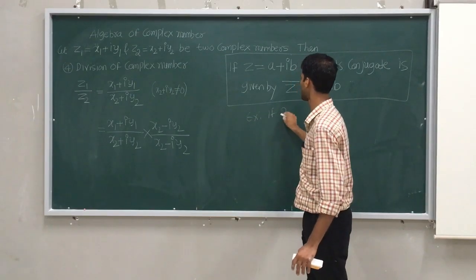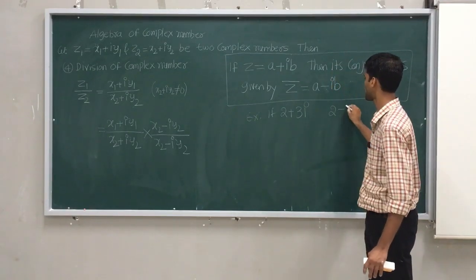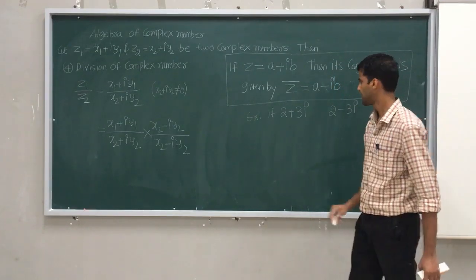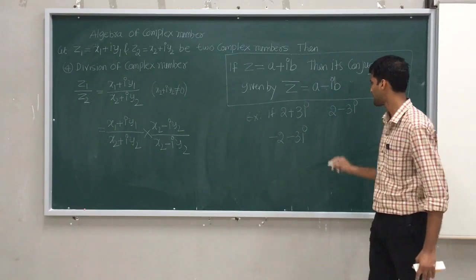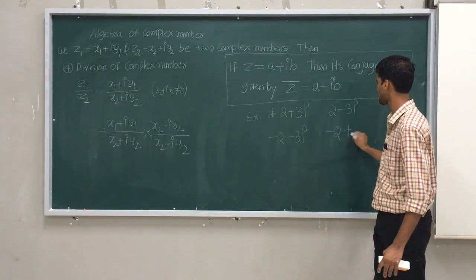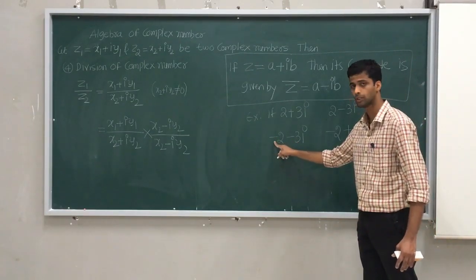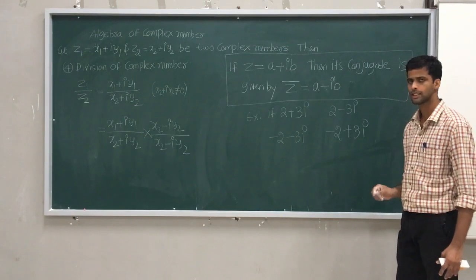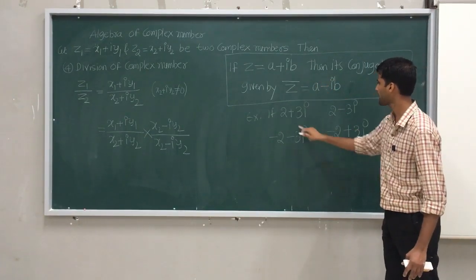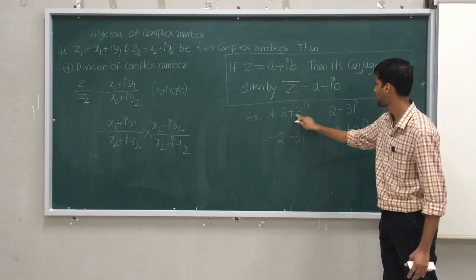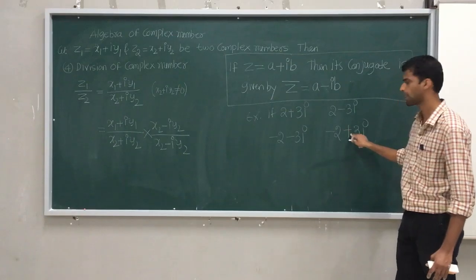If 2 plus 3i is a complex number, then its conjugate is 2 minus 3i. If you have minus 2 minus 3i as a complex number, its conjugate is minus 2 plus 3i. I have never changed the sign of the minus 2. What I told is, simply change the sign which is present with i. Here originally with i you have plus, I made it minus. Here the sign with i is minus, I made it plus.